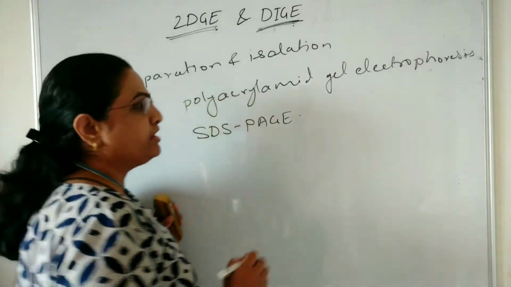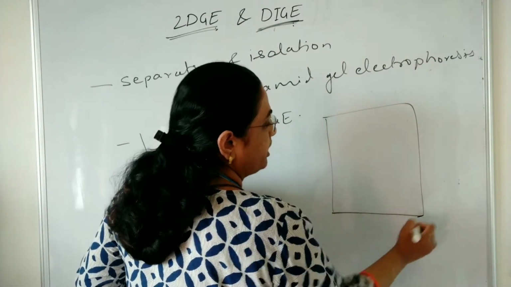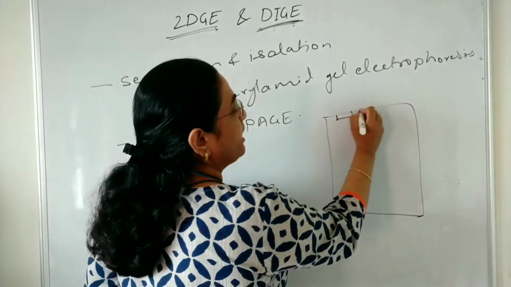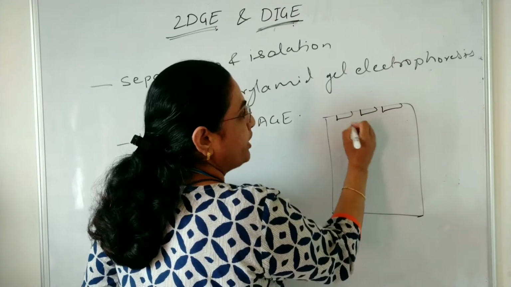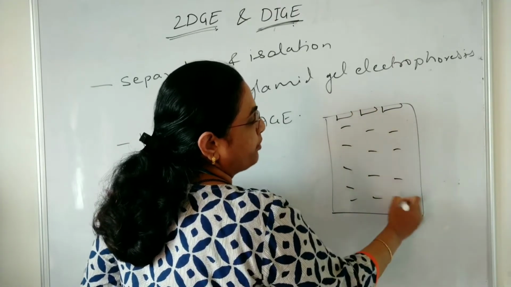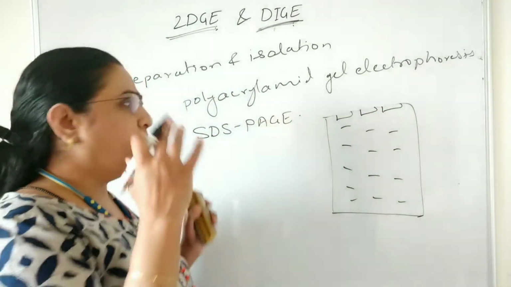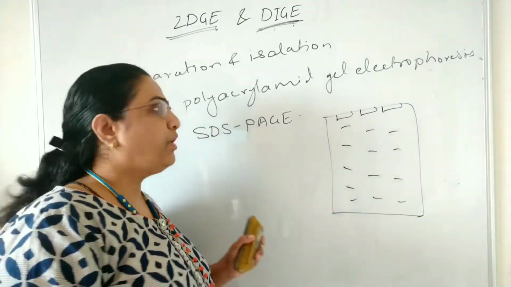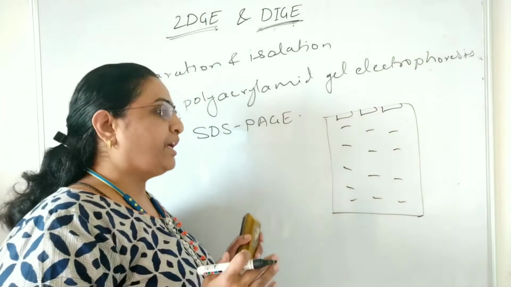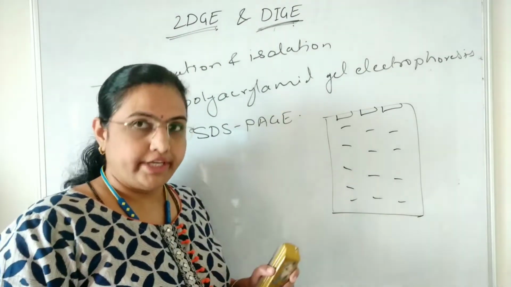One-dimensional SDS-PAGE means what? There is a run of the polyacrylamide gel, the SDS-PAGE. Here the samples are loaded with the markers, and there is the analysis of the proteins. But when proteins are studied on one-dimensional SDS-PAGE, the separation and isolation is limited.